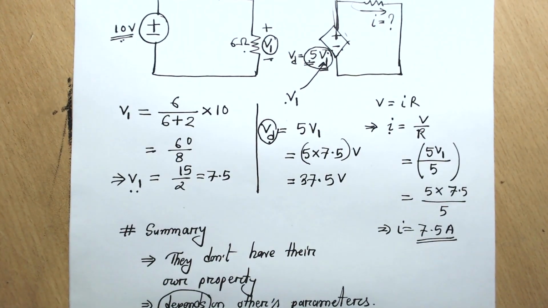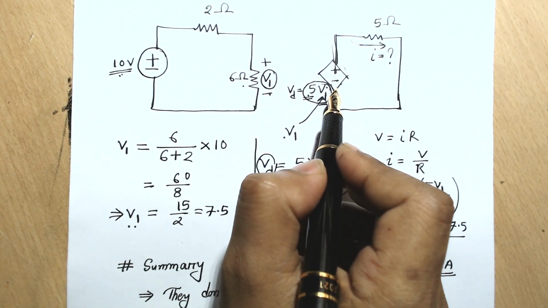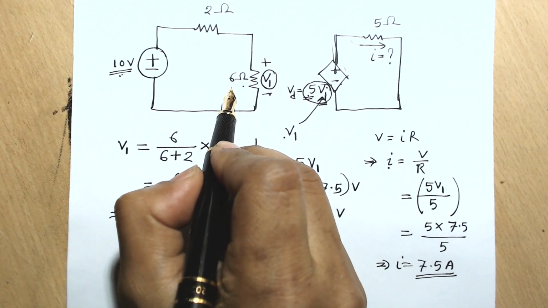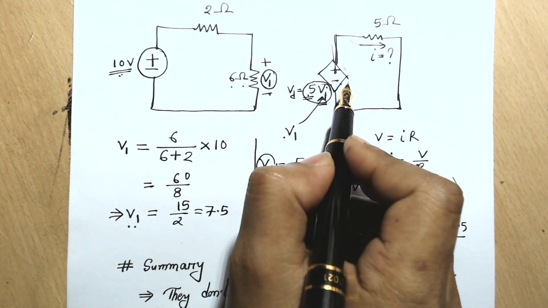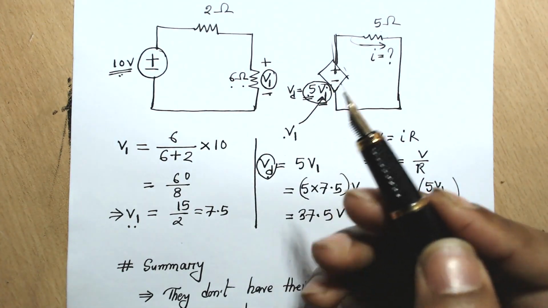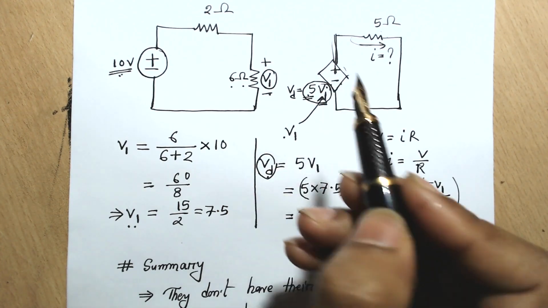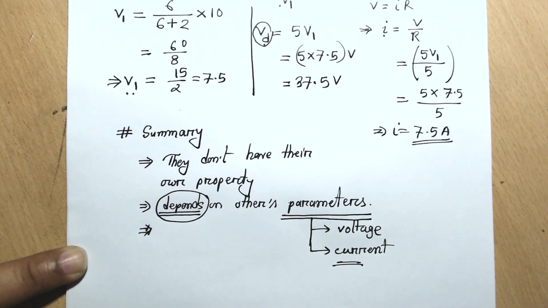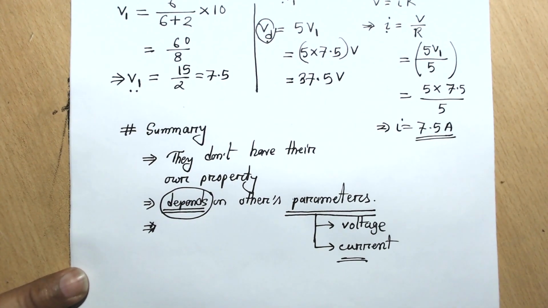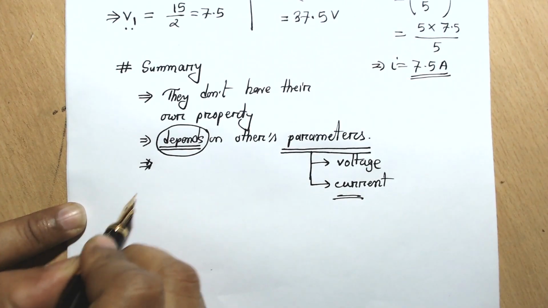For example, in this case, the voltage of this dependent source was dependent on the voltage of this resistance. In some cases, the voltage of this dependent source may be dependent on some currents. That means their value may be dependent on voltage or on current. That's why we have several types of dependent sources. So we'll now discuss the types of dependent sources.